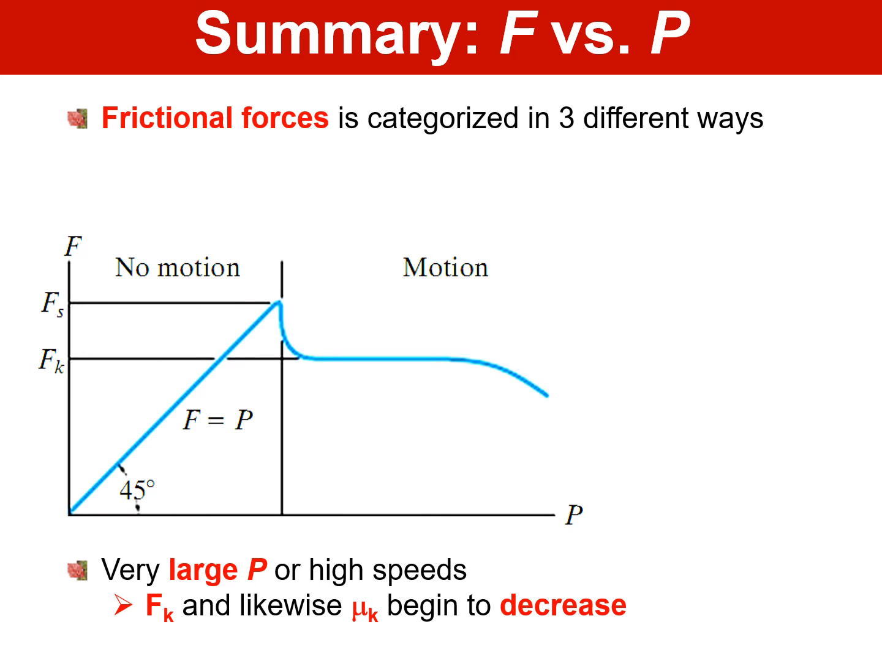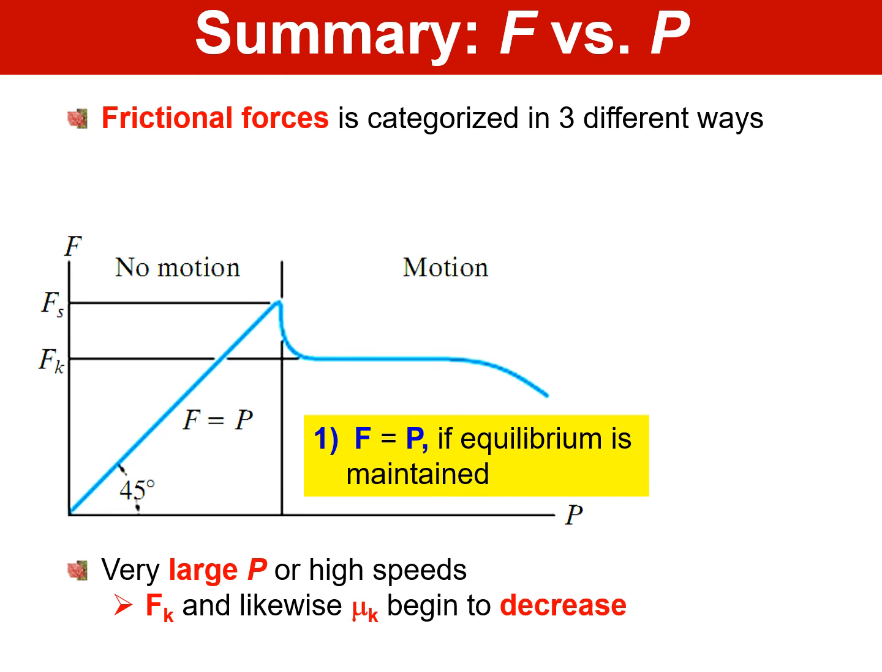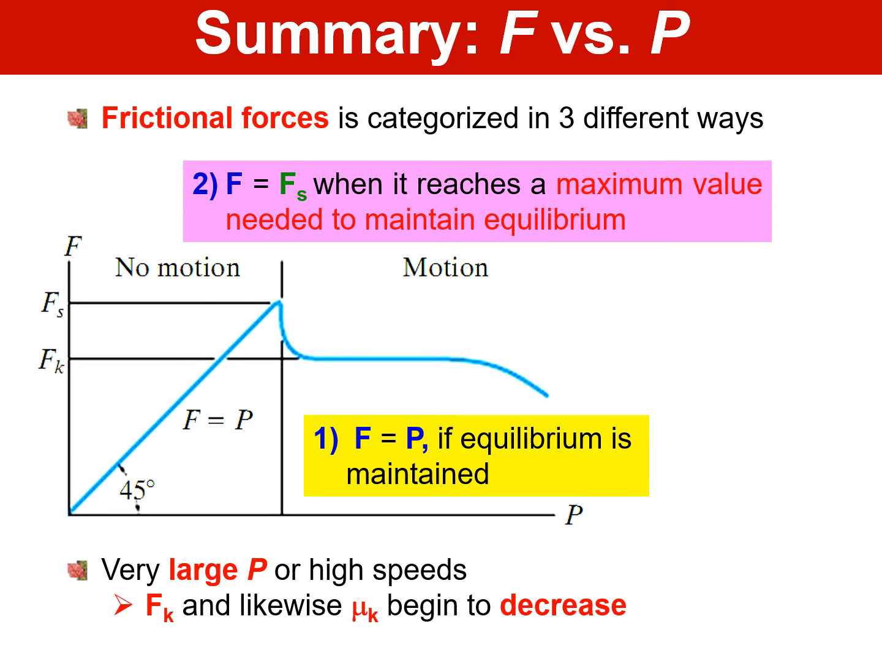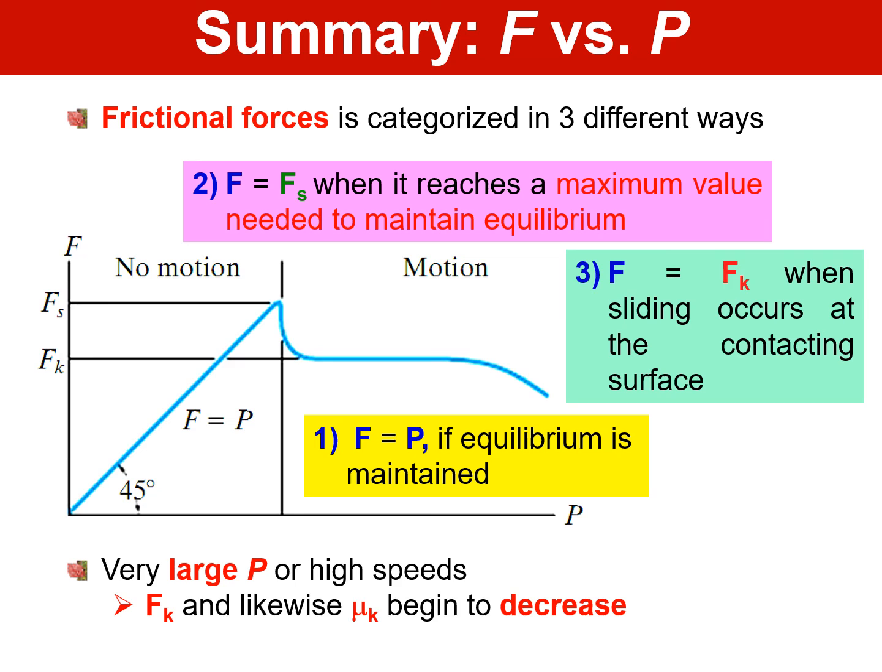Okay, this is a summary. Frictional forces are categorized in three different ways. First, F equals P, where equilibrium is maintained and the body is not moving, so the friction equals the applied force. The second category is when the body is about to move, then the force equals the static friction. Then when the body is moving, the force equals the kinetic frictional force.